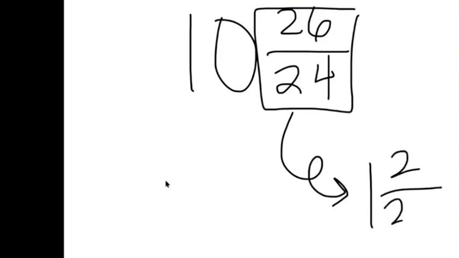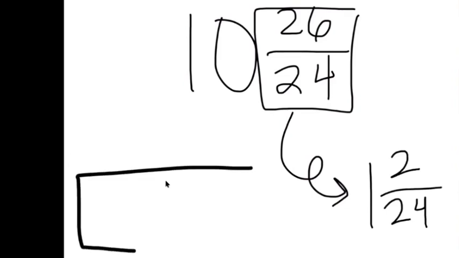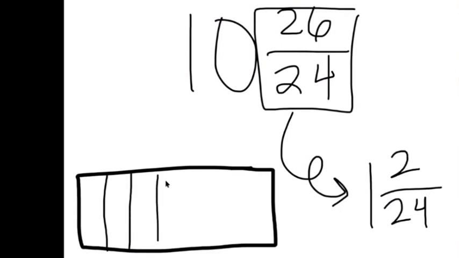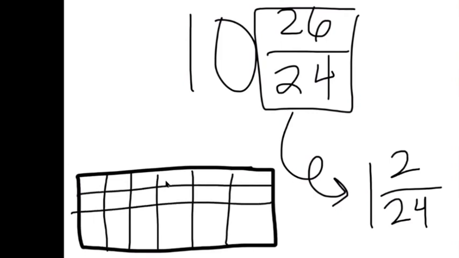1 whole and 2/24. And I'm going to quickly see if I can draw this out. So right here's my whole, and I'm going to break it up into 24 parts. So here's 1, 2, 3, 4, 5, 6, and then we'll do 1, 2, 3, 4.